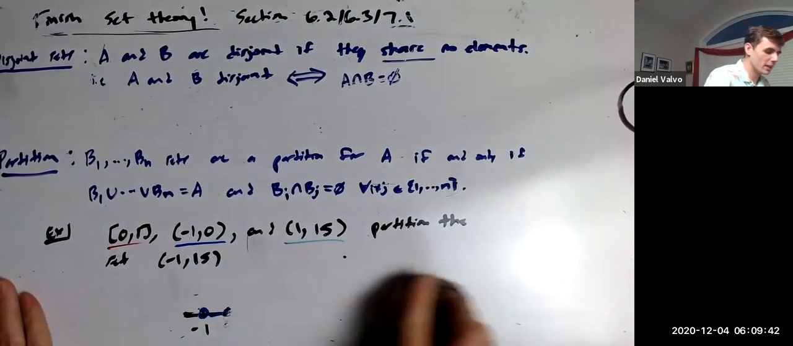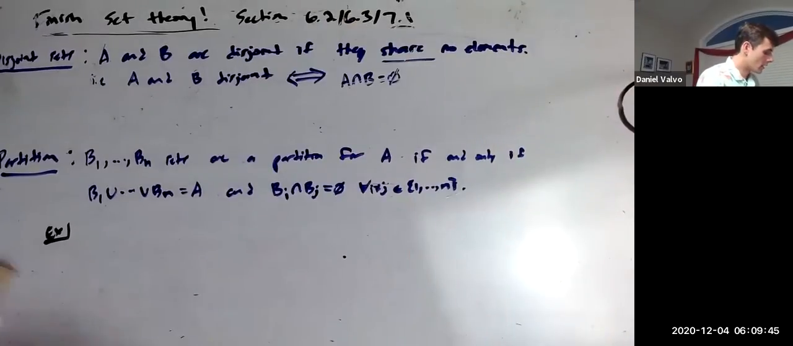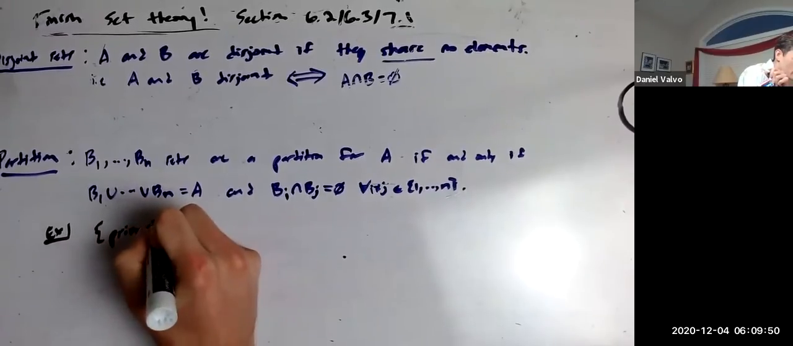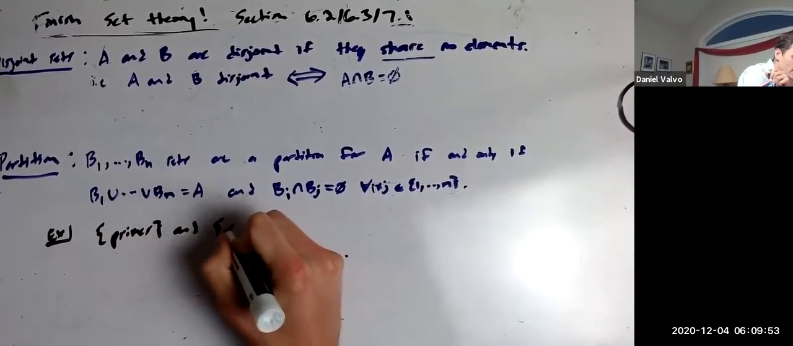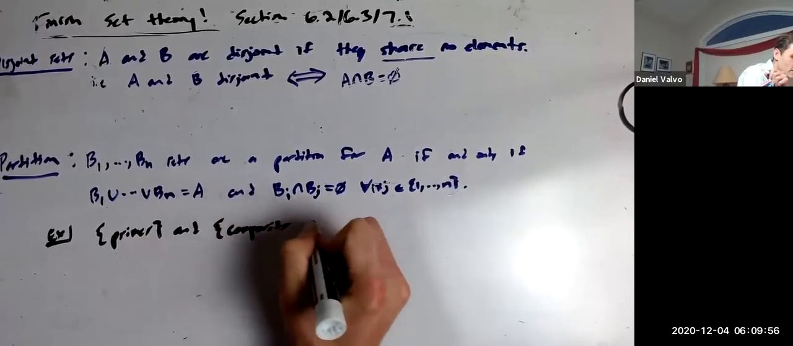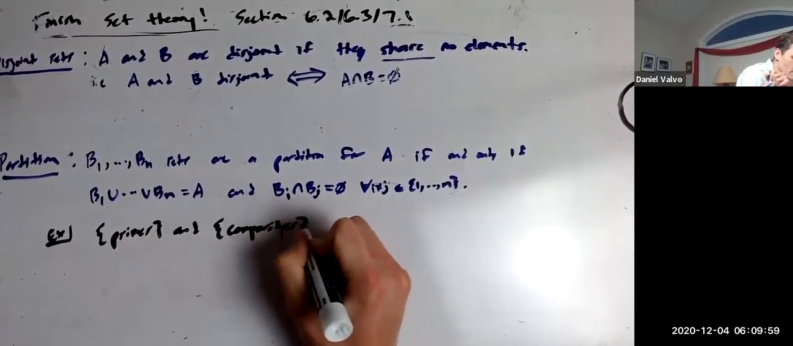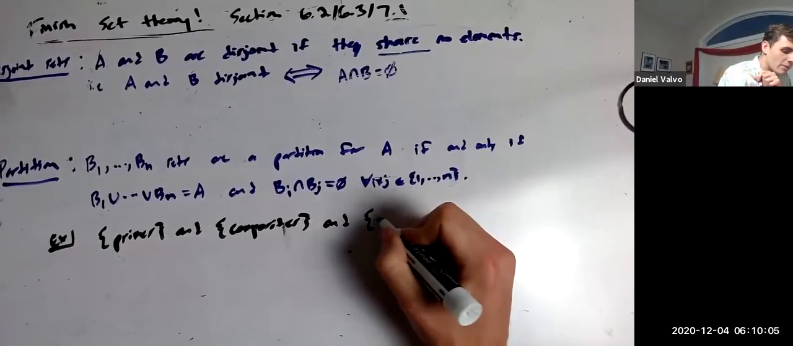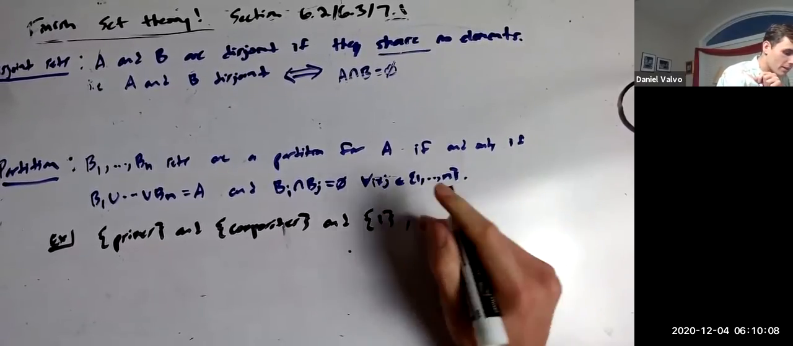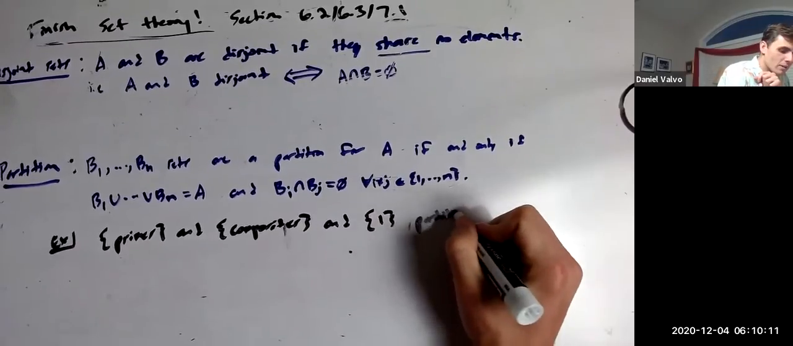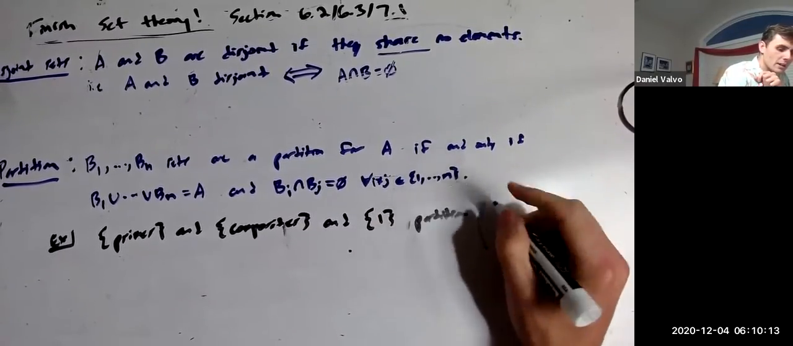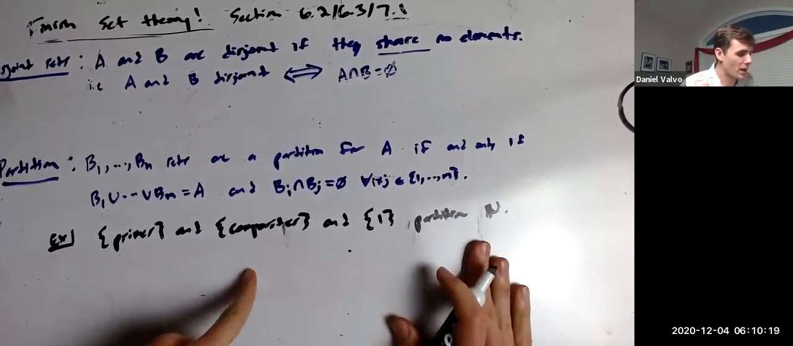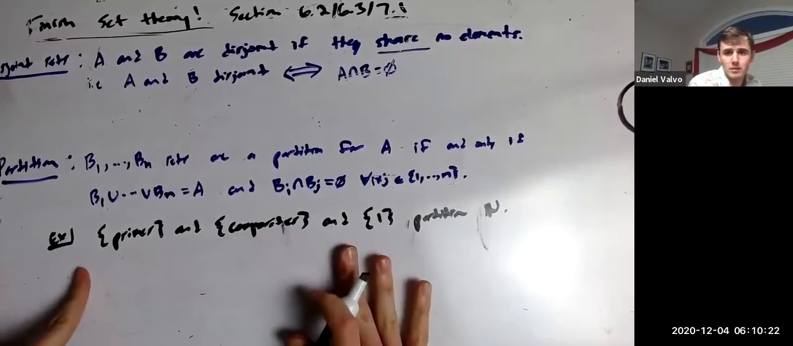Another example would be the set of primes and the set of composites and the set of 1 partition the natural numbers. The reason being that every natural number is either prime, composite, or 1, but none of these share elements.